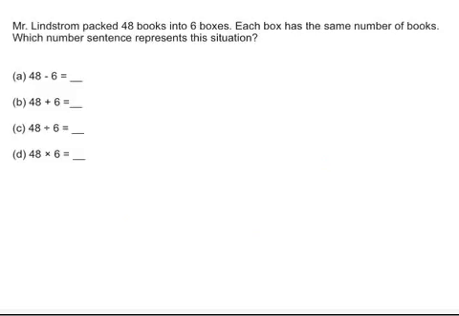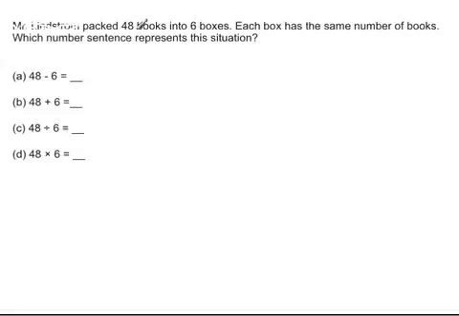Here's our first problem. Mr. Lindstrom packed 48 books into 6 boxes. Each box has the same number of books. Which number sentence represents this situation? So what we need to do is look at what information we know. Do we care that the guy's name is Mr. Lindstrom? Not really. That doesn't really matter. So we can kind of cross that out.